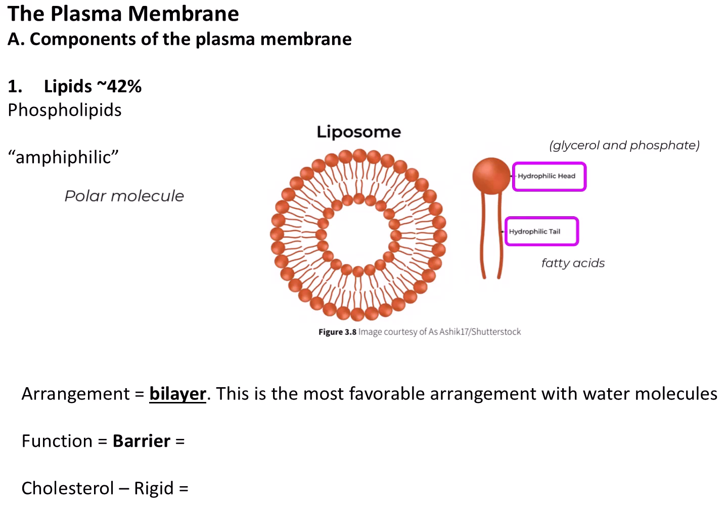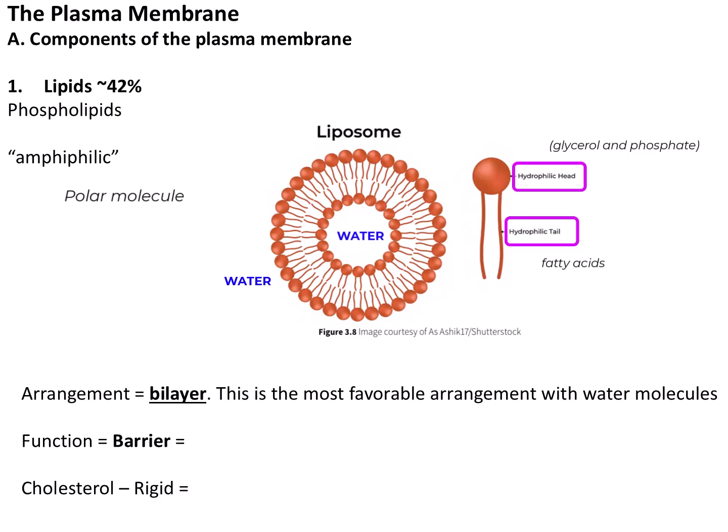Phospholipids are arranged as a bilayer. They are arranged in two layers, which keeps the hydrophobic regions together and away from water, and the hydrophilic heads together and close to water. This is the most favorable arrangement of phospholipids and creates the phospholipid bilayer associated with all cell membranes.